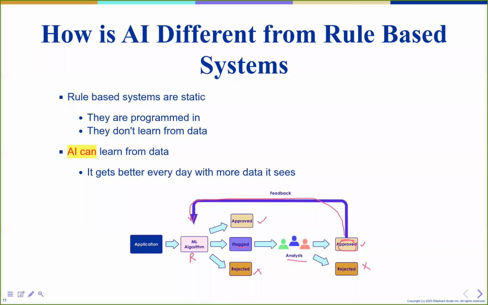All right, so hopefully this made it clear, so now we understand why AI is different from rule-based systems.